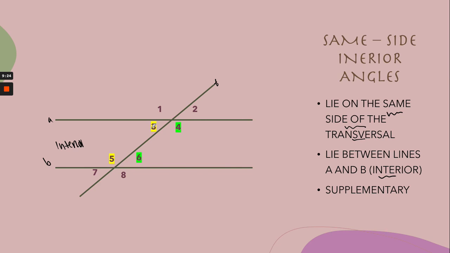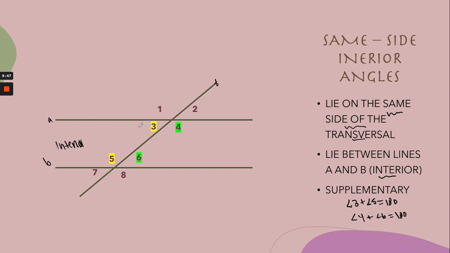So that would include 3 and 5. They're both on the left and they're in the interior. And 4 and 6. They're both on the right and they're in the interior. What you need to know about these angles is that they're supplementary, meaning their angles would add up to equal 180.